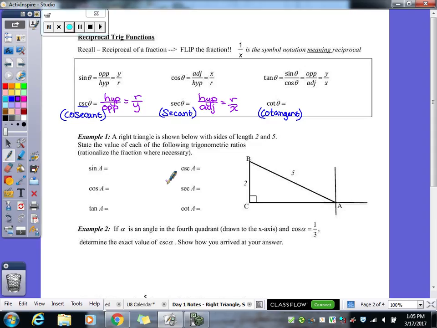That's cosine. So that's a different function. So then cotangent, I've got to flip these. So that would be cosine over sine, or another way we could say it is adjacent over opposite, or your x over your y. So you just want to take them and flip them.